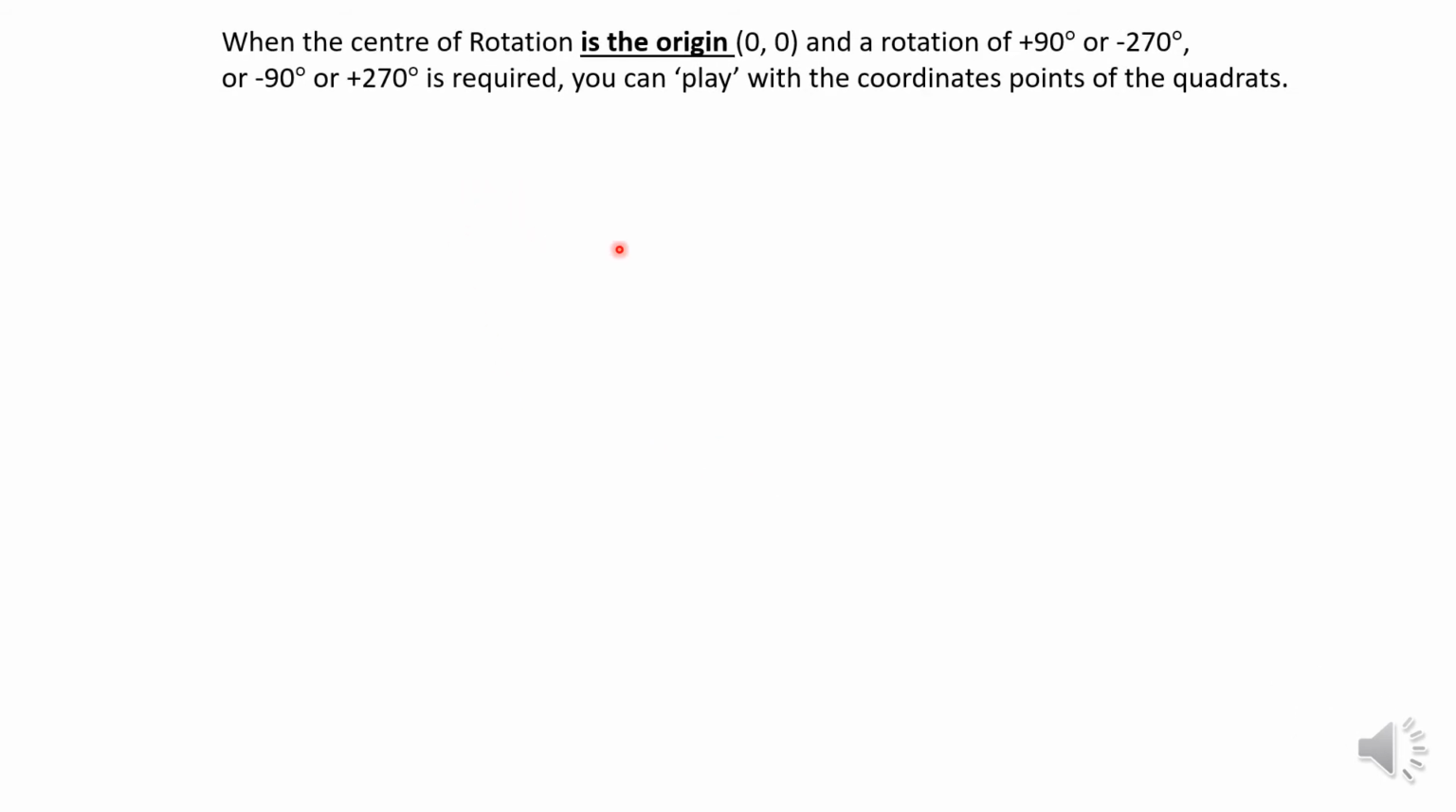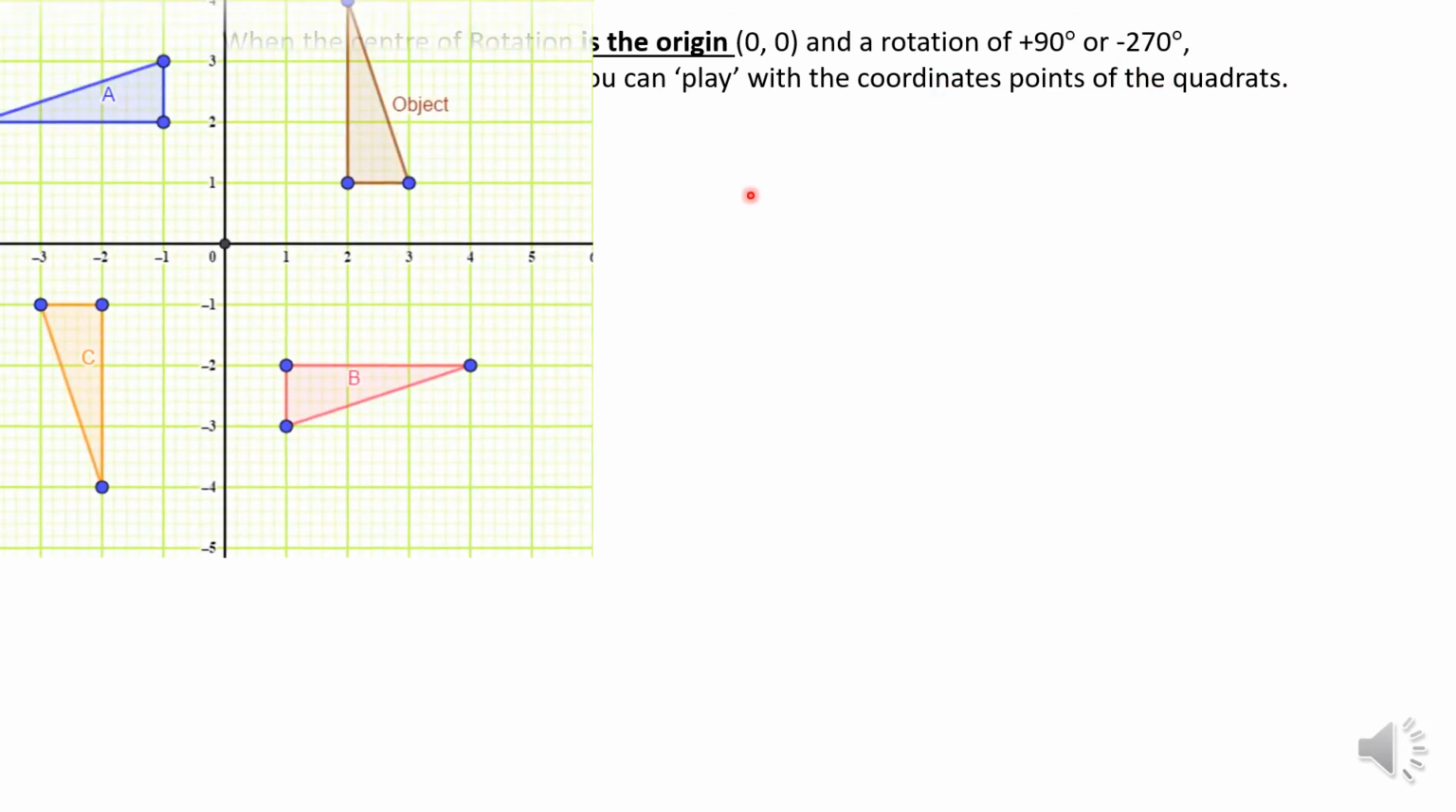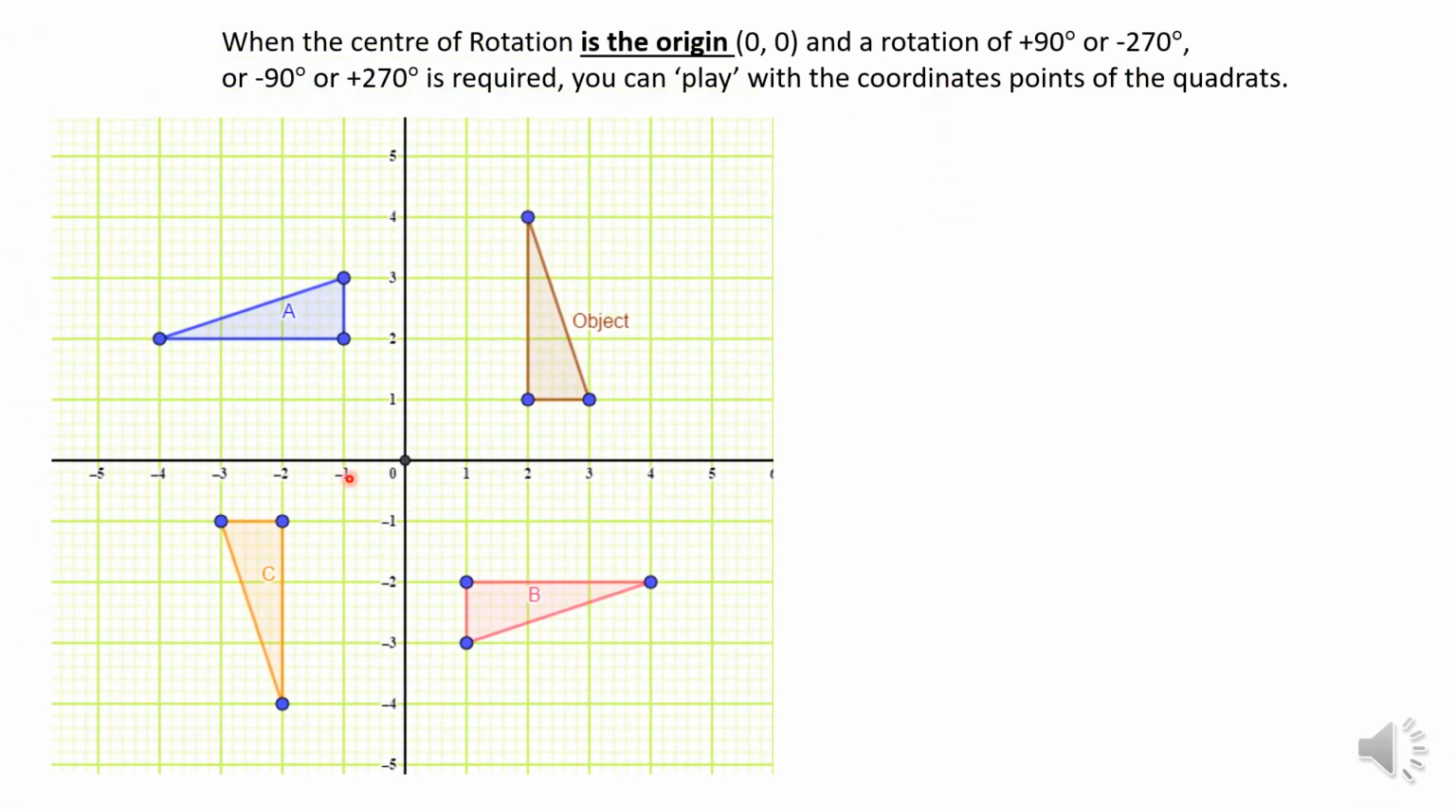Right, so I brought in a few pointers, and this is quite important. When the center of rotation is the origin, I'm now going to look at rotations of positive and minus 90 degrees. That means 90 degrees clockwise and anti-clockwise, or 270 degrees clockwise and anti-clockwise. In fact, you must remember that 90 degrees clockwise is the same as 270 degrees anti-clockwise. So there are a few things that you need to know, because you don't have to do all that tracing paper stuff.